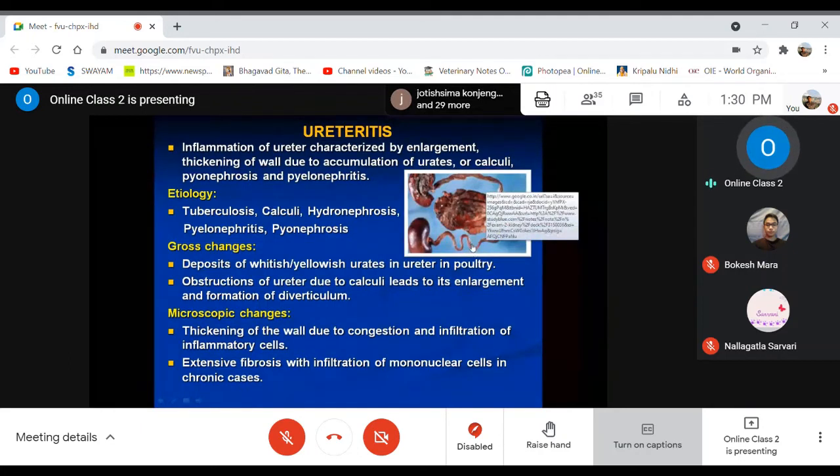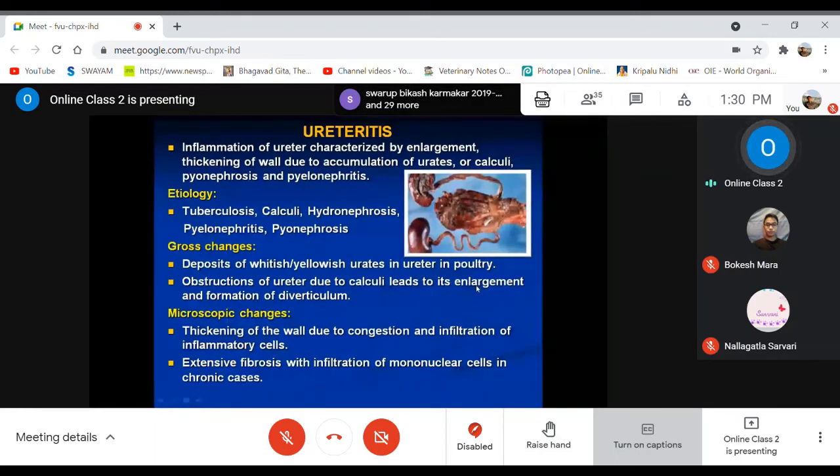Okay, somewhere in the ureter, for example, there is an obstruction due to the presence of renal calculi. So just above this obstruction site, there will be enlargement and distension of the wall of the ureter. That gives a little bit of a bulge like this structure. That's why this condition is called a diverticulum. So this usually happens when there is some renal calculi present in the ureter.